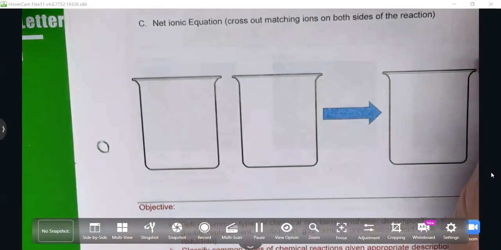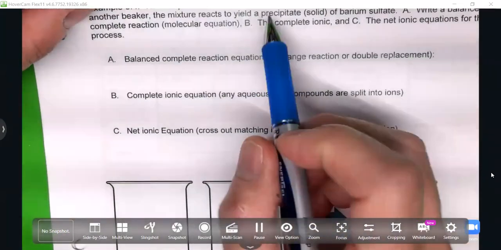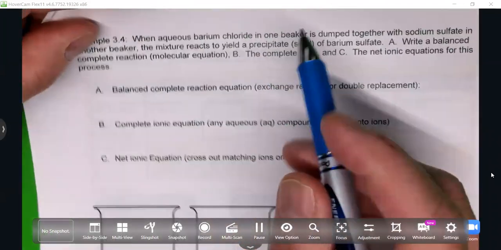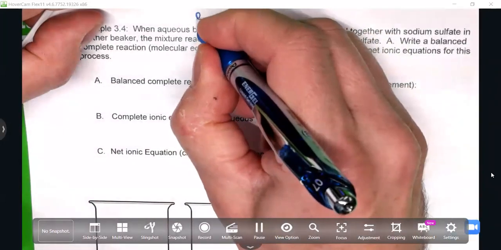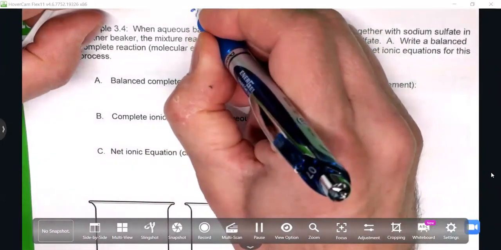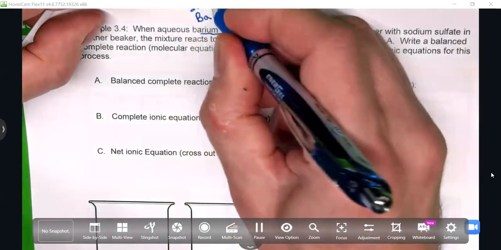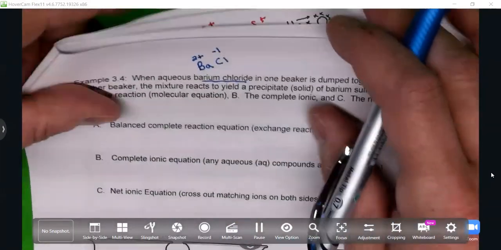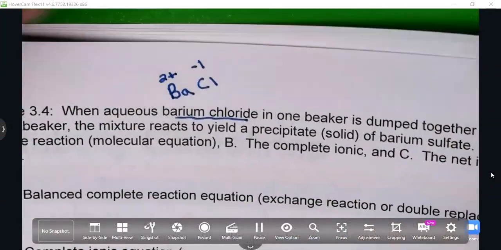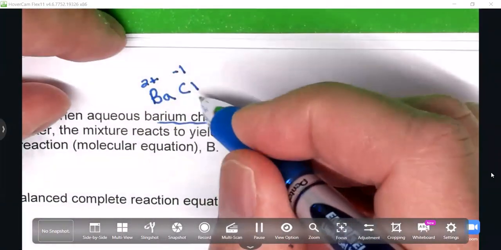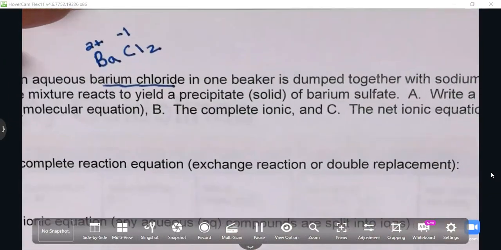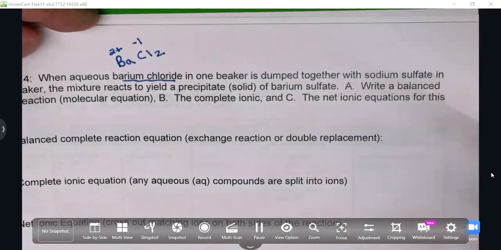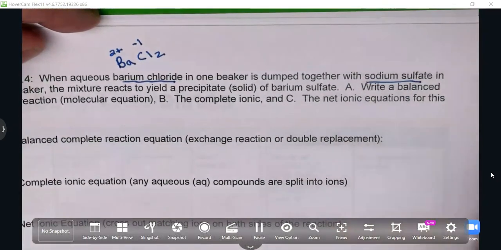So an aqueous solution of barium chloride. So first of all, how do we write out barium chloride? We have Ba 2 plus, Cl minus 1. So BaCl2. And the other one is sodium sulfate.